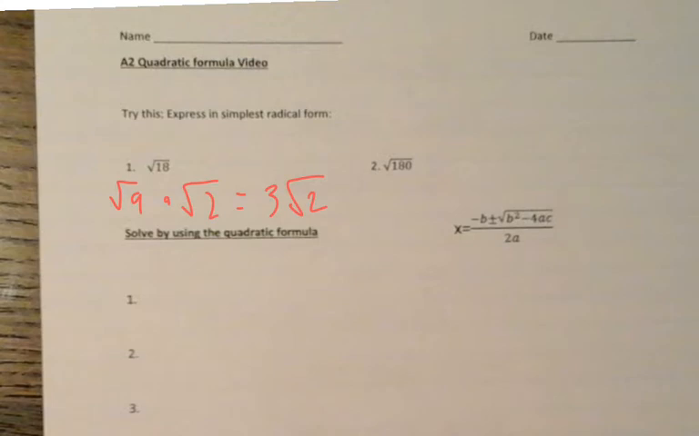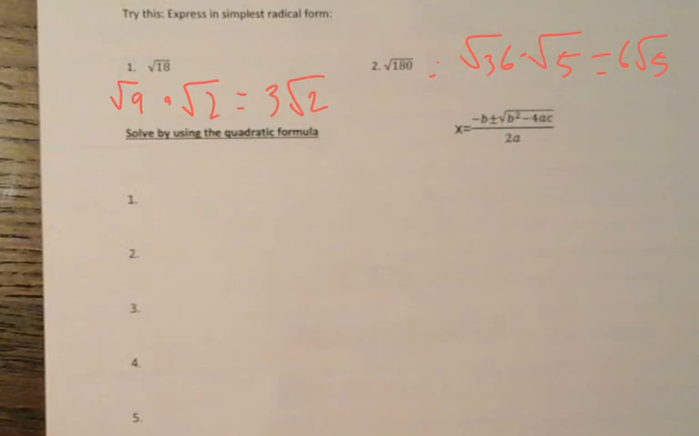So if we look at question 2, the square root of 180, remember you're trying to find the biggest perfect square that goes into it, so this equals radical 36 times radical 5, and that equals 6 radical 5.